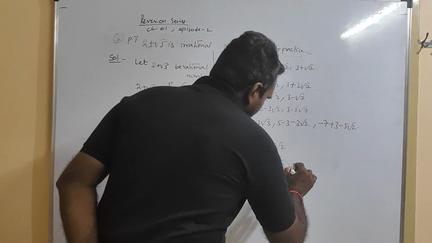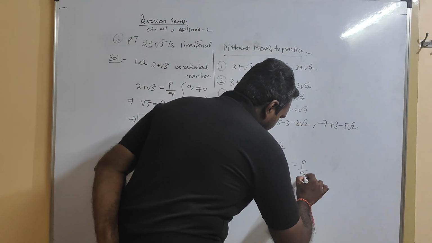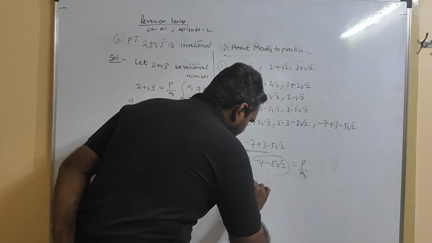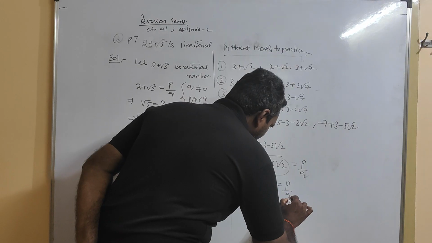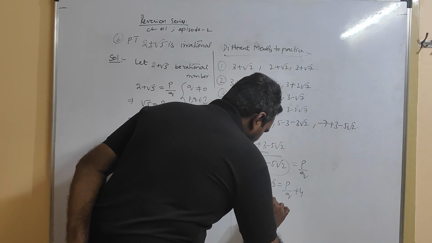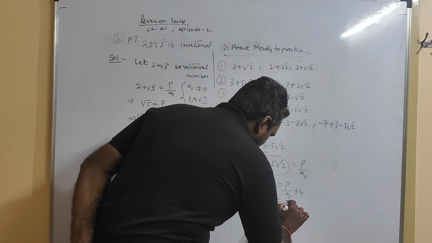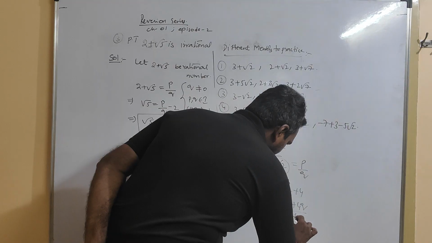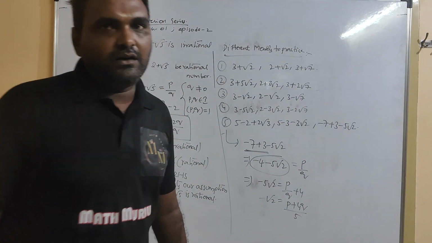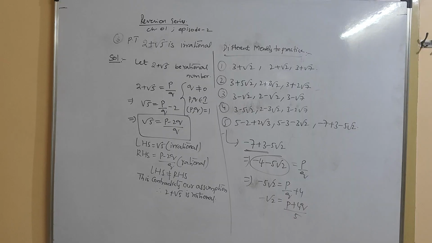This you can write in the form of p by q, rational and all like that you will take. This implies minus 5 root 2 is equal to p by q plus 4. Root 2 is equal to (p plus 4q) by minus 5 you will get. Correct or not? Multiply with minus on both sides, and LHS is what? RHS is what? LHS is not equal to RHS. Same old story. Like that you have to perform.